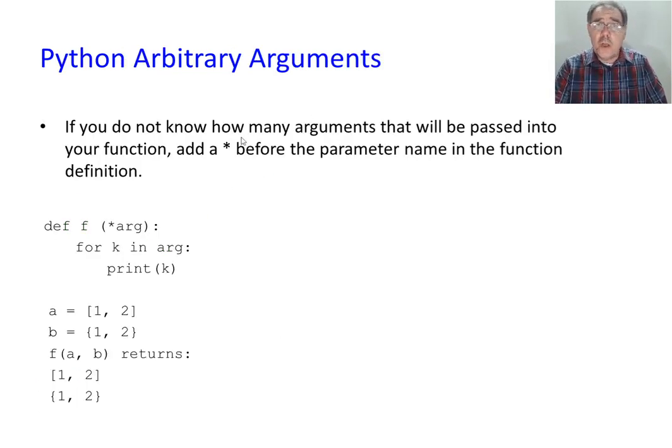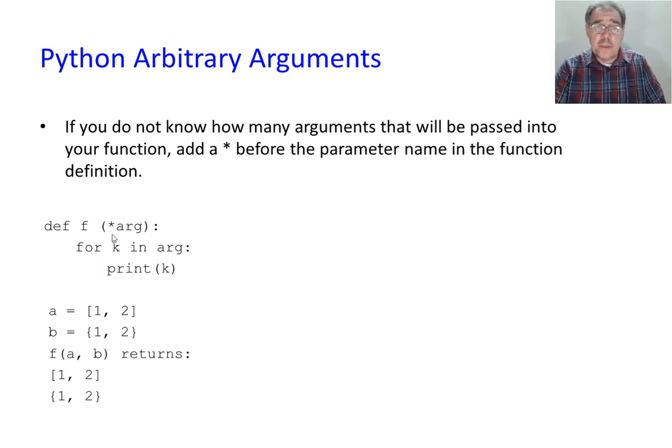If you do not know how many arguments will be passed into your function, you add a star before the parameter name in the function definition. That's what print basically does. You note that the function print can take a variable number of parameters. So it can take 3, 4, 5 separated by comma, whatever you want. So this is defined this way.